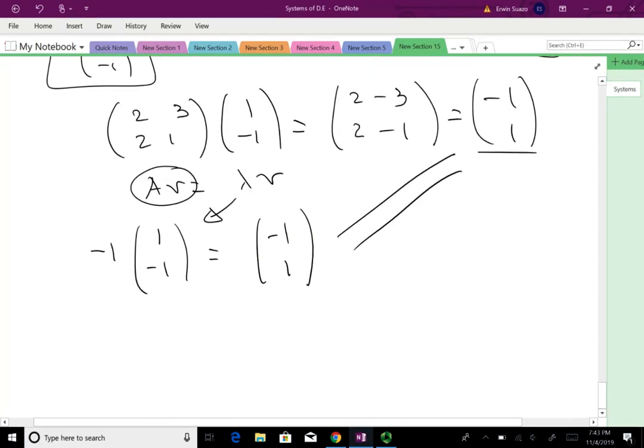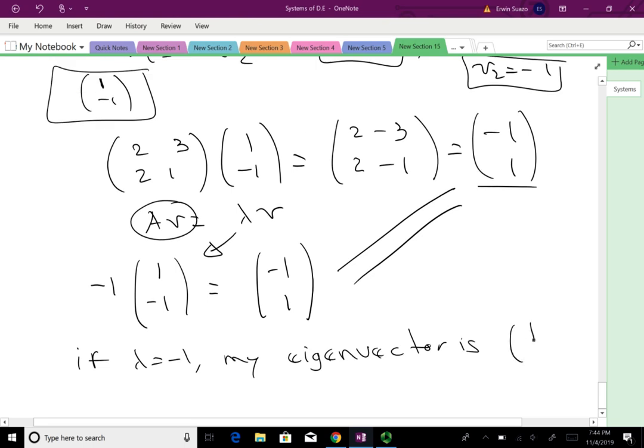So if lambda equals minus 1, my eigenvector is 1, minus 1.